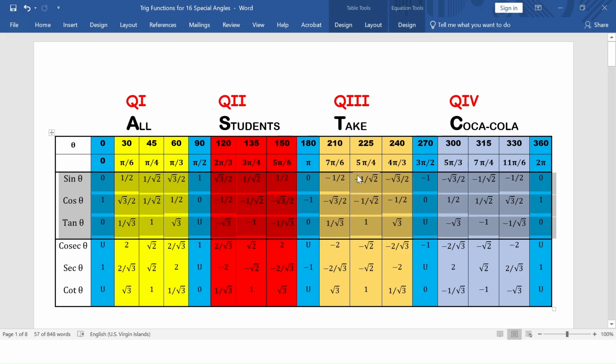Here, tangent is positive, so cosine and sine are negative. Here, cosine is positive, it means tangent and sine are negative. Here, sine is positive, it means cosine and tangent are negative. Here, all of them, sine, cosine, and tangent, are positive.